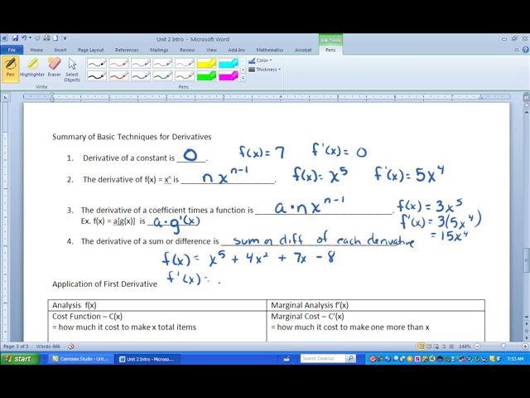So the derivative of x to the 5th is 5x to the 4th. The derivative of 4x squared is 8x. The derivative of 7x is 7. And the derivative of a constant is 0, and so we wouldn't need that 0. So our final answer would be what I've underlined there. Those are the things that you should have pulled from your activity that you did as the chapter opener.